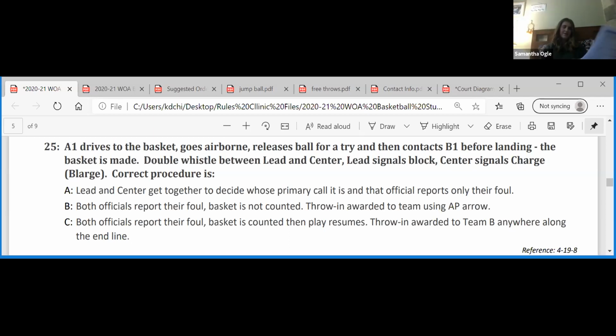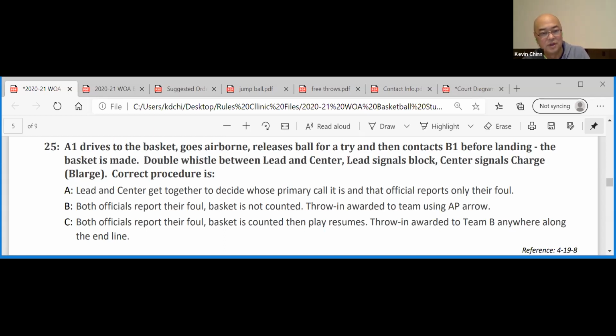Okay. Anybody else want to jump in on this one? Okay. So write this down. It's in your case book. It's 4.19.8C. C as in Charlie. 4.19.8C in your case book. This is a double personal foul.